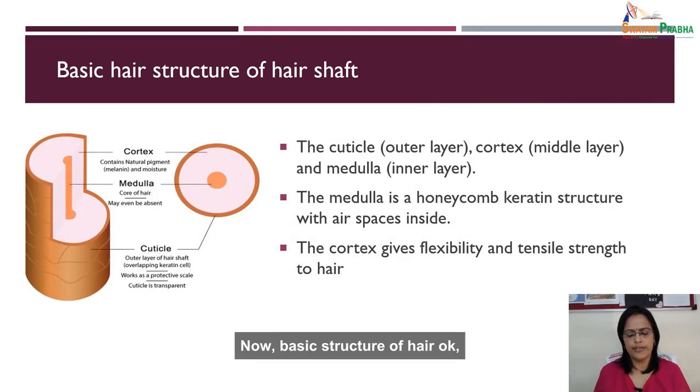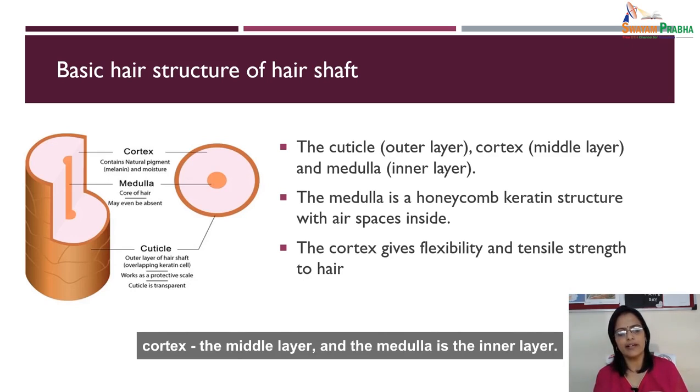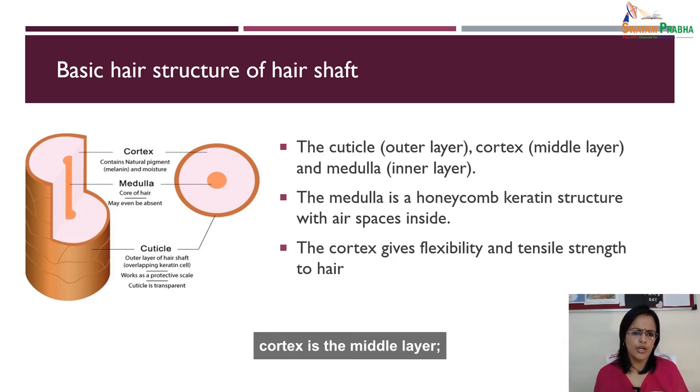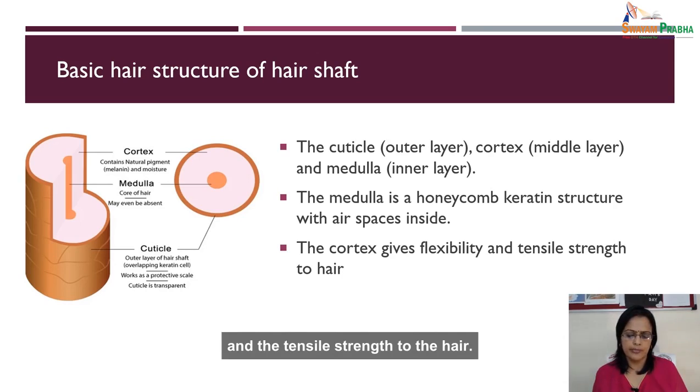Now the basic structure of the hair shaft. It has three parts: the cuticle, the medulla, and the cortex. The cuticle is the outer layer, the cortex is the middle layer, and the medulla is the inner layer, as you can see in this diagram. The medulla is a honeycomb keratin structure with air space inside, and the cortex gives flexibility and tensile strength to the hair.